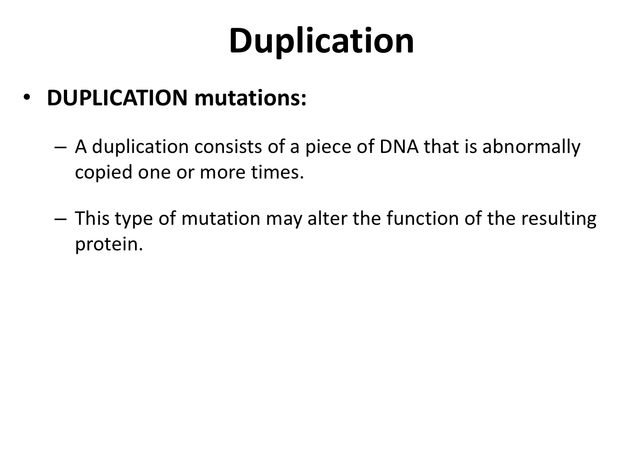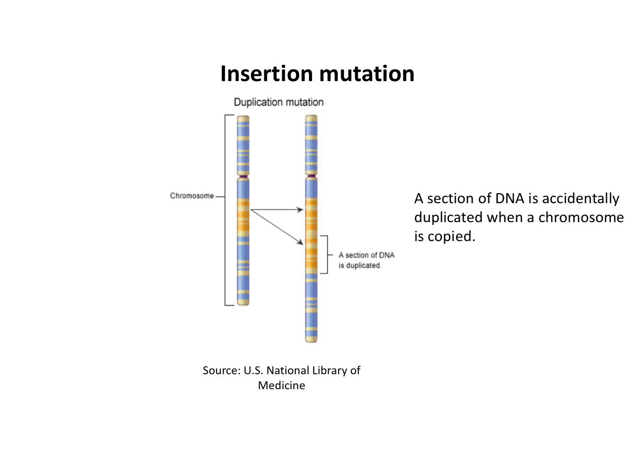Alright, so last one, duplication. A duplication, as the name suggests, consists of a piece of DNA that is abnormally copied one or more times. This type of mutation may alter the function of the resulting protein. So this is what is happening, a duplication mutation. A section of DNA is accidentally duplicated when a chromosome is copied.